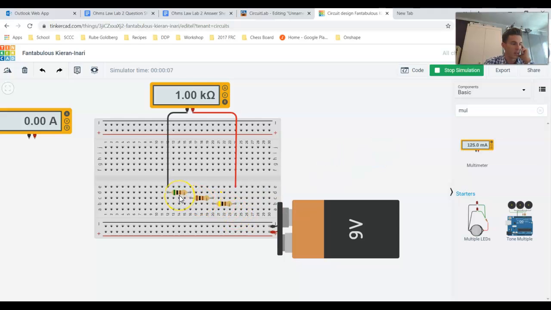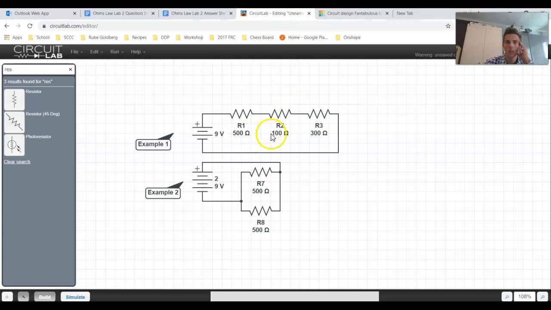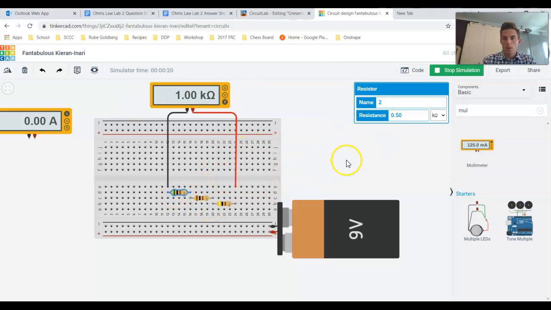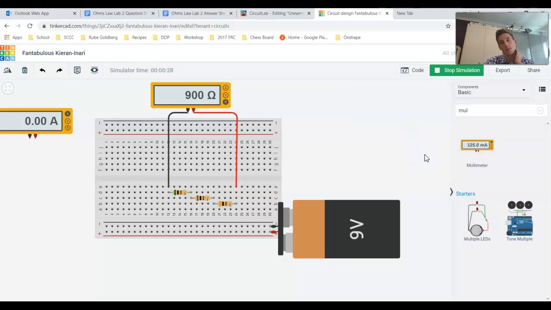Which one of my resistors did I calculate wrong? Oh, 300. Whoops. My calculations there, I said that it was 400. My bad. So anyways, that's my 500. That's my 100. That should be a 300. Okay, so now I'm right.